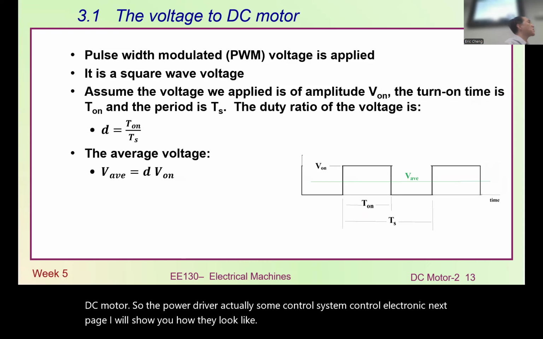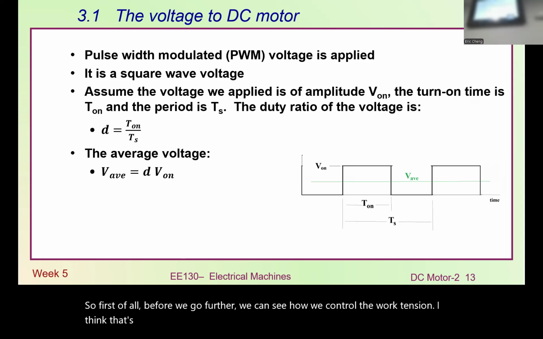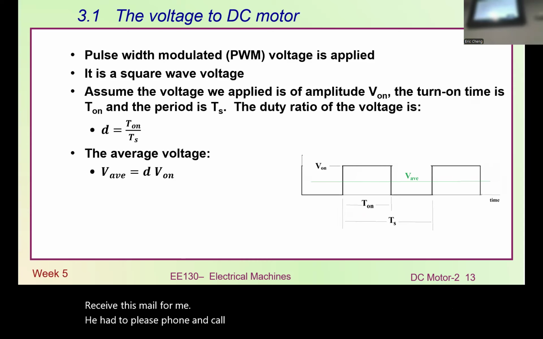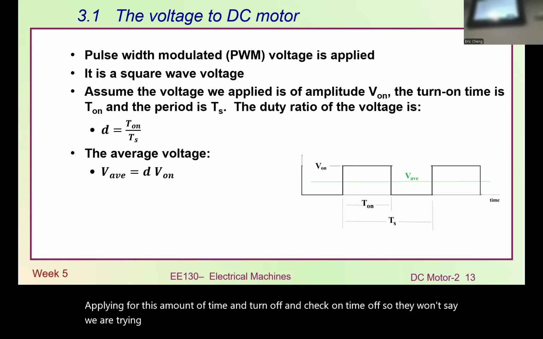So first of all, before we go further, we will see how we control the voltage. I think that's understandable. So instead of a DC voltage, you see this waveform. We call it a square wave. In this voltage, we turn on a high voltage for this amount of time, and turn off, and turn on, turn off. So the voltage we apply to a DC motor is not DC. We are not moving the DC voltage up and downward.